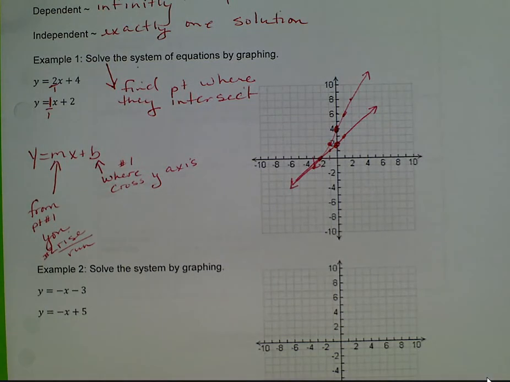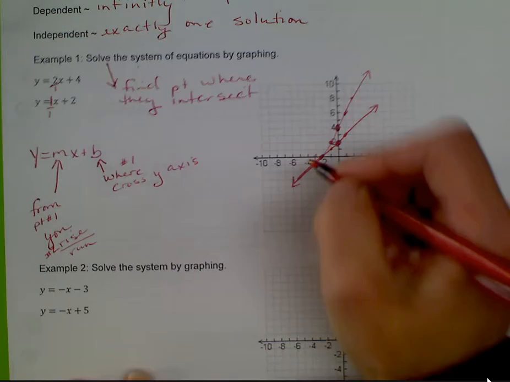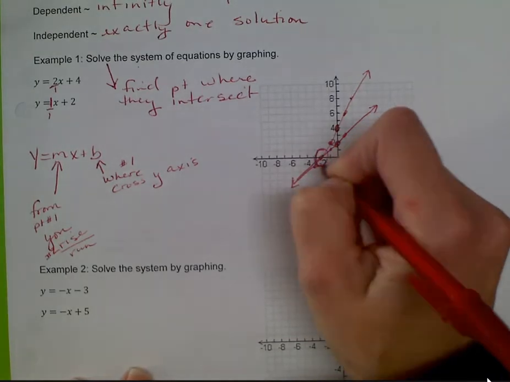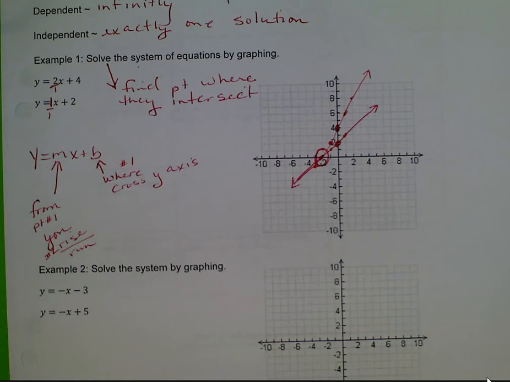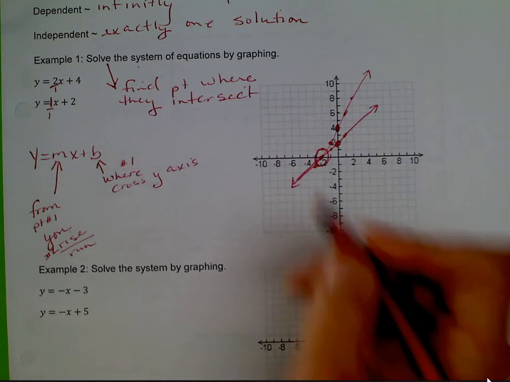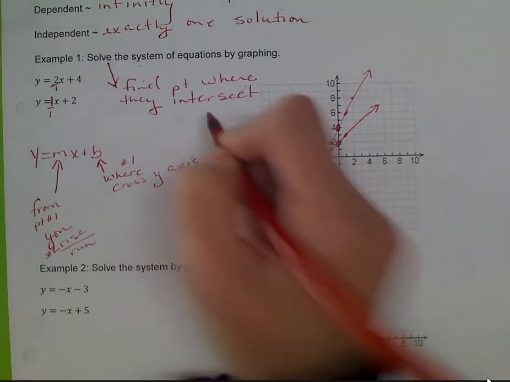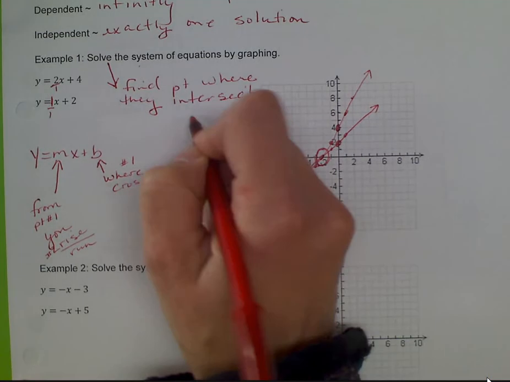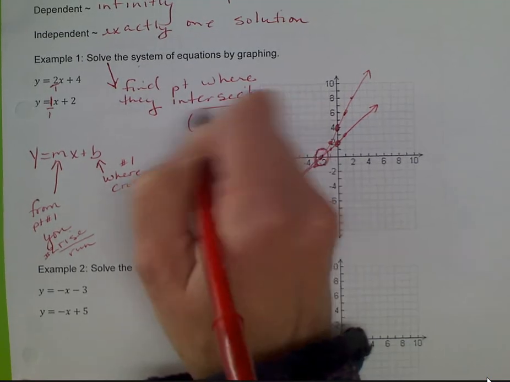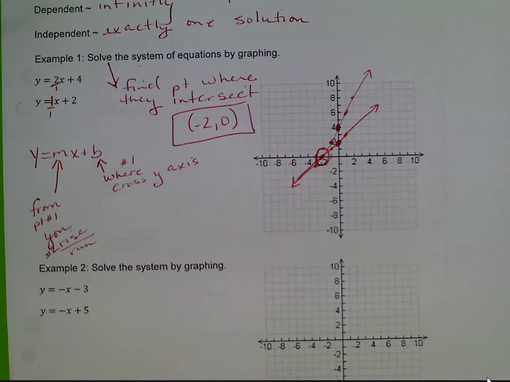Okay, so the question is, where do they cross? Well, I actually have it right here. So my coordinate for that, Trevor, is -2, 0. Very good. So when you're finding a solution with graphing, you're going to find where they cross at that exact coordinate, and that's going to be your answer.